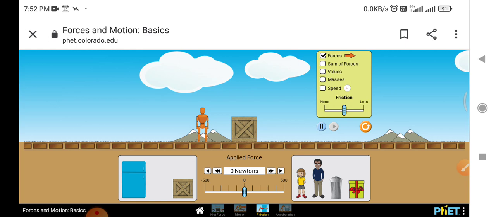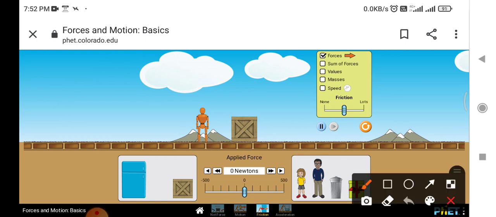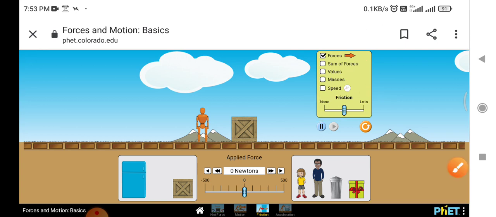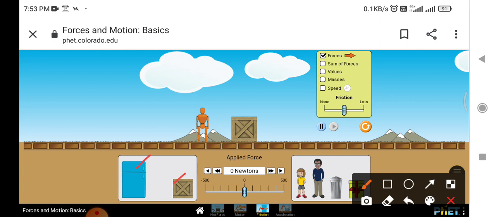The next experiment we are going to learn is the frictional force. Look here, in this experiment they have given some of the forces, values, mass, speed and friction. They have given one more term, that is friction. And also they have given some objects and we can change the applied force value.